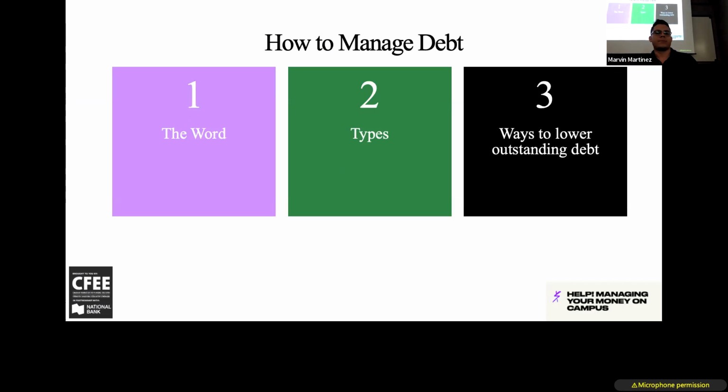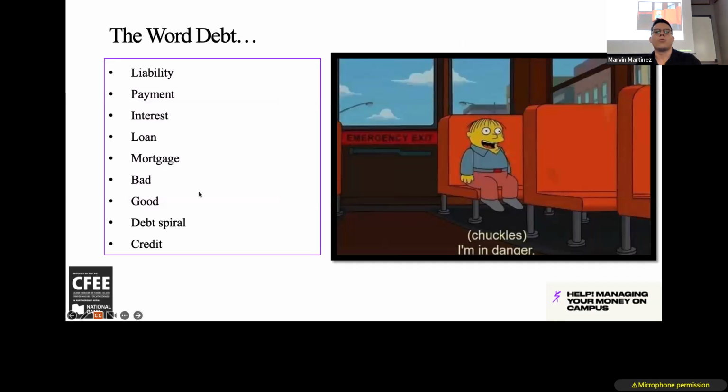So how to manage debt? What do you think when we talk about that? Exactly. Can anyone else say to me in the chat, what do you guys think about that? So we have some examples here. We have liability, payment, interest, loan, mortgage. Well, could be bad credit, bad debt, sorry, or good debt, debt spiral, or credit. Those are the words that might come to our minds when we talk about debt, right?